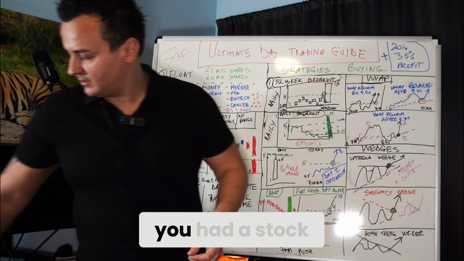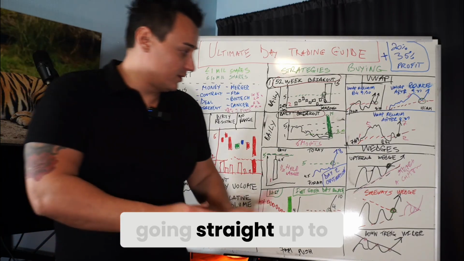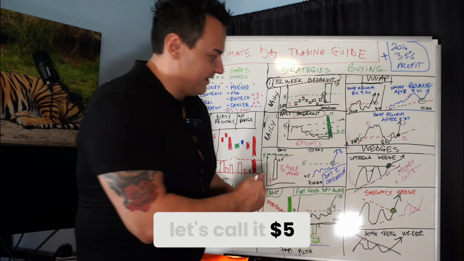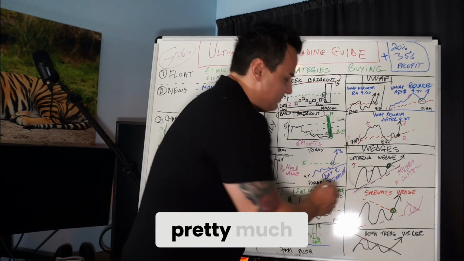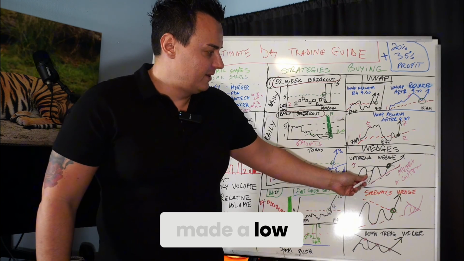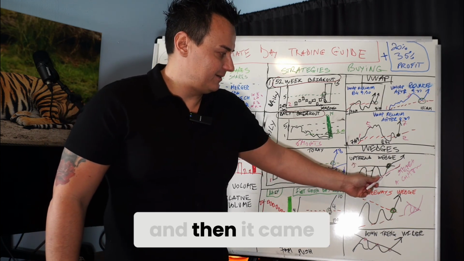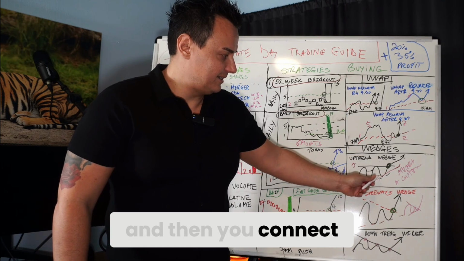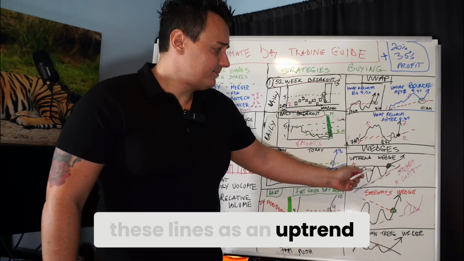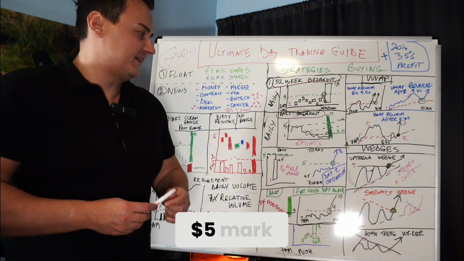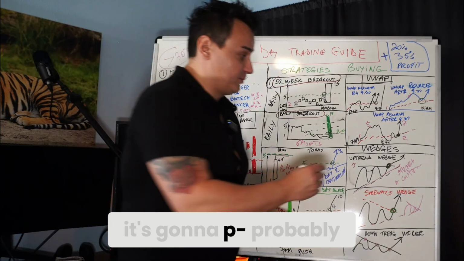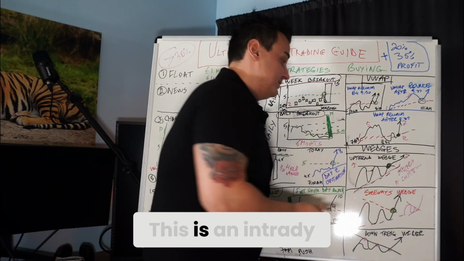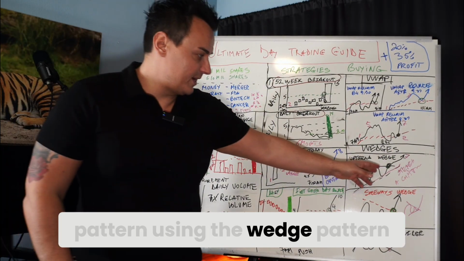In this situation, you have a stock going straight up to a resistance point, let's call it $5, and then it comes back down, makes a low, and then goes back up to $5, and comes back down, making a higher low right here. Then you connect these lines as an uptrend. The moment we break the $5 mark, it's probably going to spike up to $7. This is an intraday pattern using the wedge pattern.